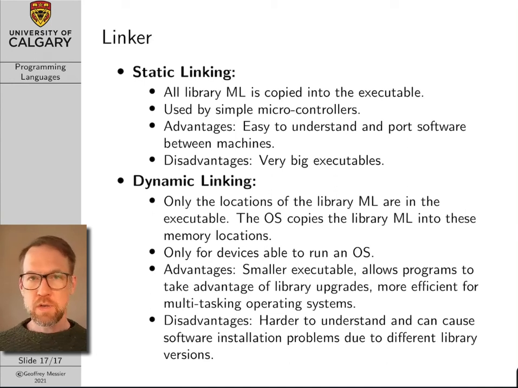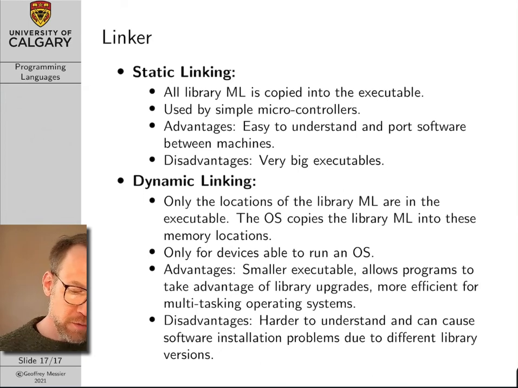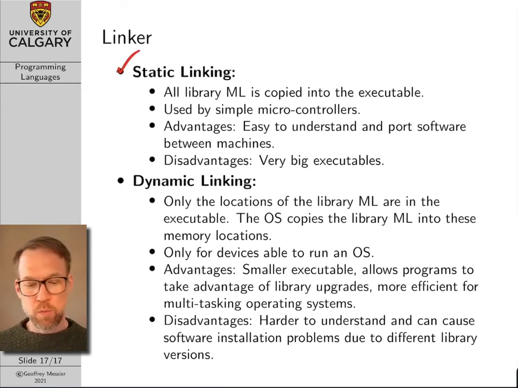So this notion of taking machine language code from our executable and connecting it with machine language code from a library is referred to as linking. And linking can actually be done in two different ways. We can use what's known as static linking, and we can also use what's known as dynamic linking. And so first of all, static linking is where all machine language code from a particular library is copied over into the executable.